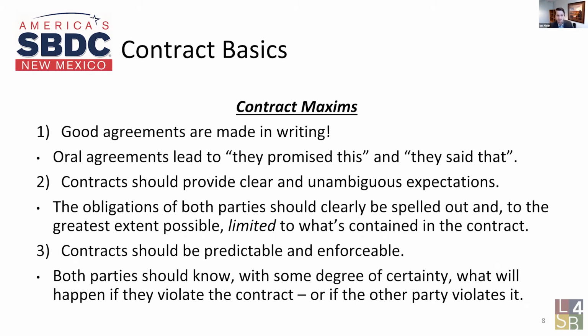And then last, contracts need to be predictable and enforceable. You need to know, as does the other party, what's going to happen if you violate the contract, if they violate the contract. Everyone should walk away with a clear understanding of what the potential penalties are for breach of the contract. You really don't want to leave things up to chance or to whatever a judge or a jury ends up deciding. It should be spelled out.